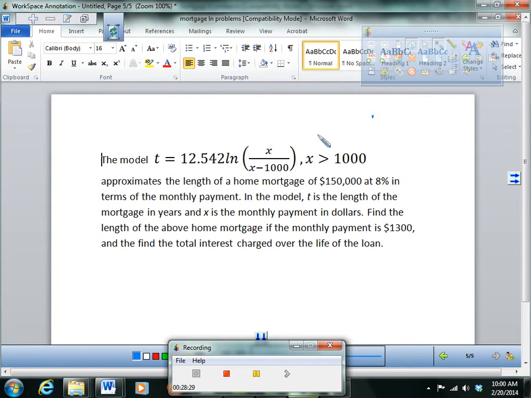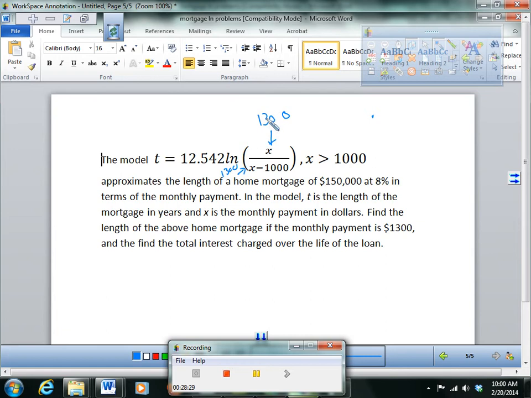Okay, so approximate. This is for a $150,000 mortgage at 8%. So all you do is you plug in 1,300 in there, and then you just plug and chug.